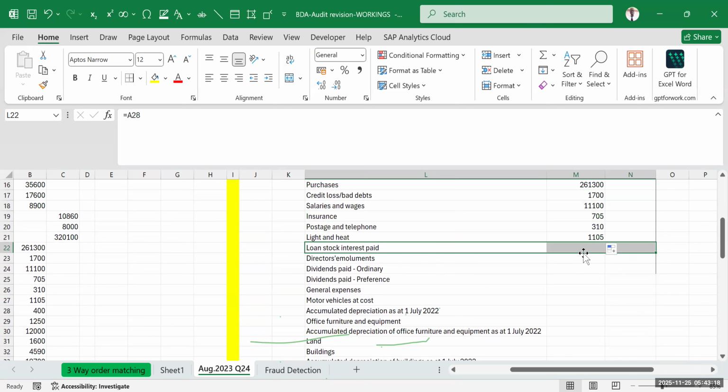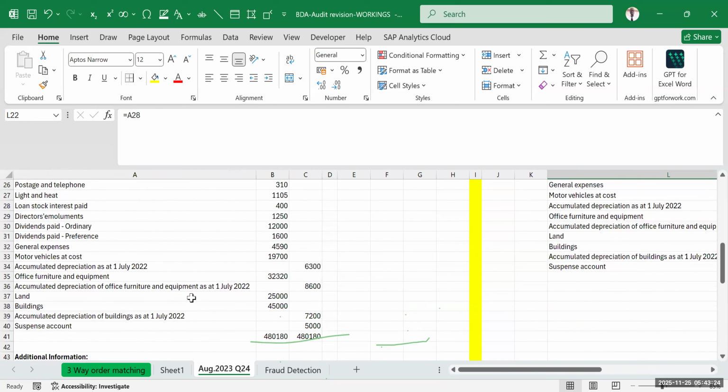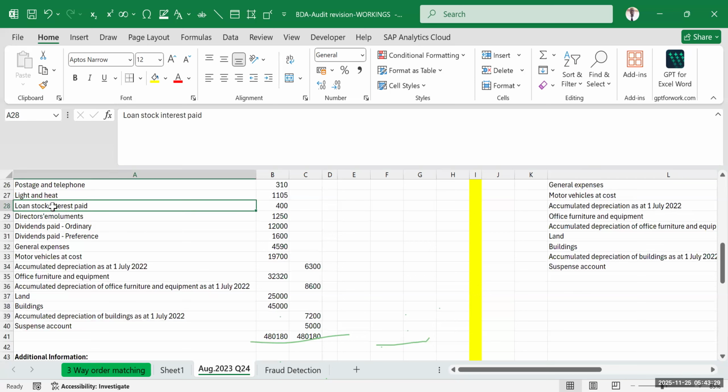Loan stock interest paid. Where should it fall? Should it be a debit balance or a credit balance? And why? Somebody to just talk to us. Loan stock interest paid. If you're supposed to debit or credit, why? I just need somebody to give us an opinion there.